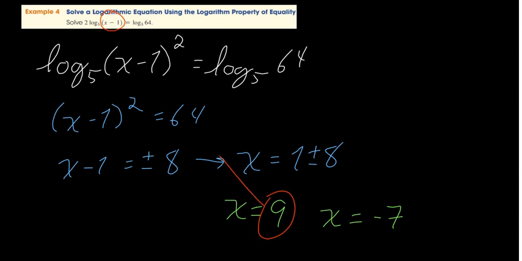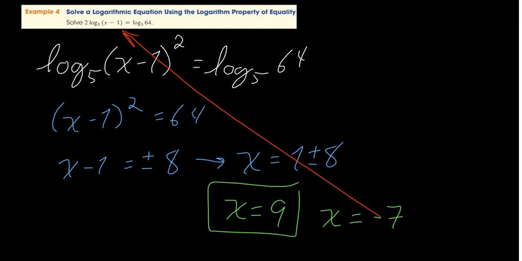If we plug in a 9, well, 9 minus 1 is 8, so 9's good. But negative 7, if I plug in a negative 7 there, well, negative 7 minus 1 is negative 8, so negative 7 is not good. Okay, so my only solution here is 9. And as I mentioned in the previous lecture, you have got to check these each and every time. Okay, there's no situation where you should not check these.